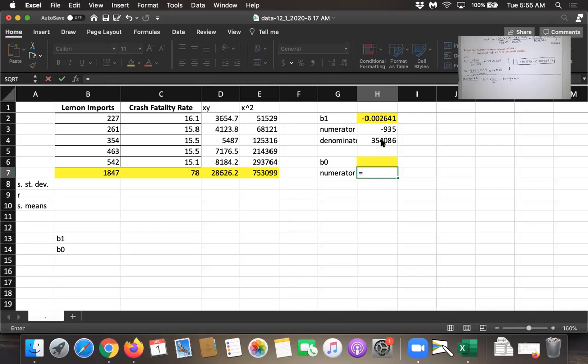Now the numerator for b sub 0 is different. The numerator for b sub 0 was the sum of the y's times the sum of the x's squared minus the sum of the x's times the sum of the x's times y's. And we take that numerator and divide by the same denominator from before to get b sub 0. So we get those two values using Excel to do the calculations.